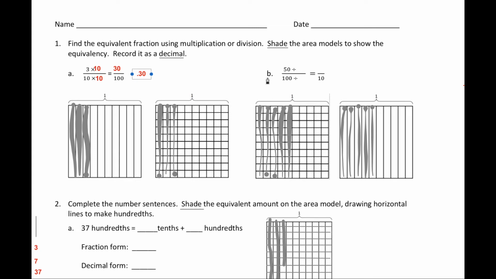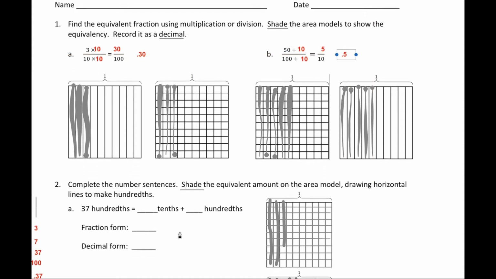Here on B, we're going to divide. Okay, so again, we're doing it by tens. 50 divided by 10 is going to equal 5. 100 divided by 10 is going to equal 10. Okay? And so what do we have? 50. If we count 10, 20, 30, 40, 50, or 5 tenths, 1, 2, 3, 4, 5. And in decimal form, it equals 0.5.